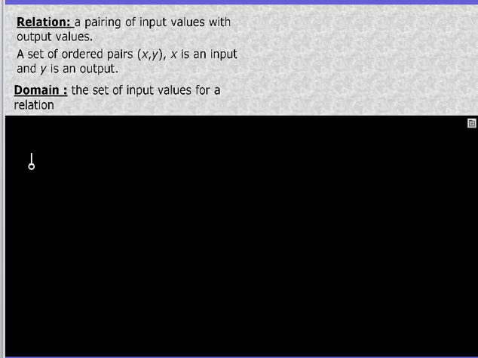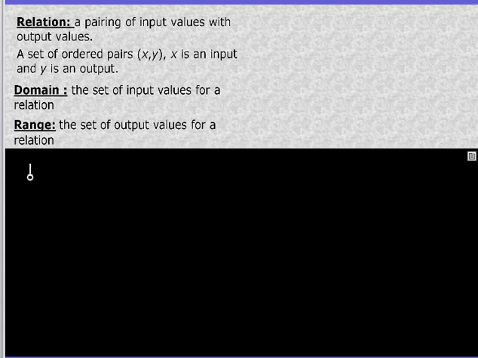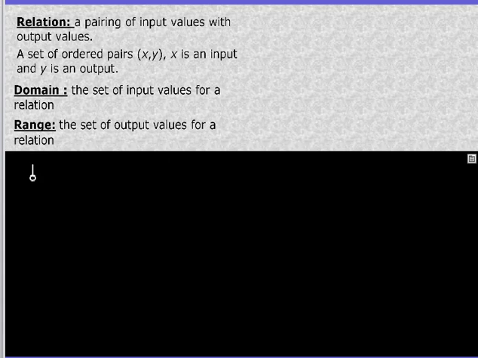Domain is just the set of possible input values for a relation. So for each relation, the domain is likely going to be different. For items in a store and price, your domain is going to be all the items in the store. For students in a class and their grade, the domain is each student, or all the students in the class. Range then is your set of possible output values. So it would be the prices for the items-in-the-store relation, and the grades for the students-in-a-class relation.